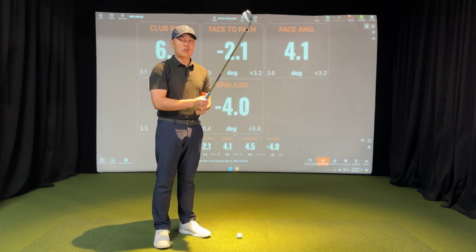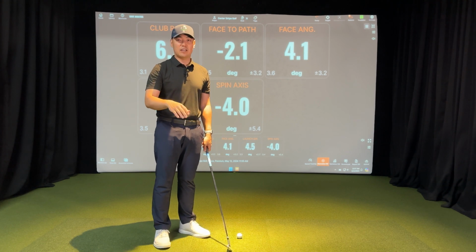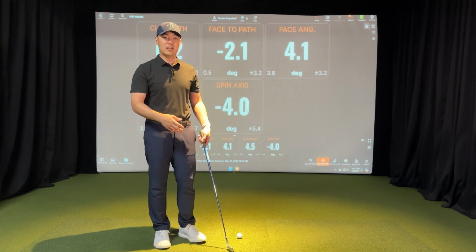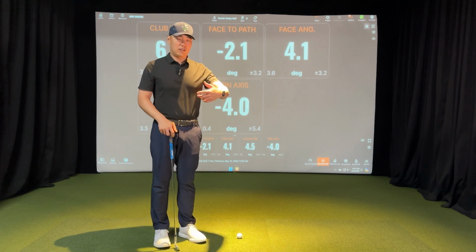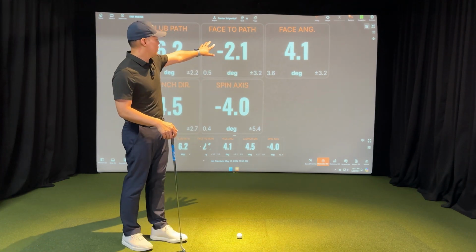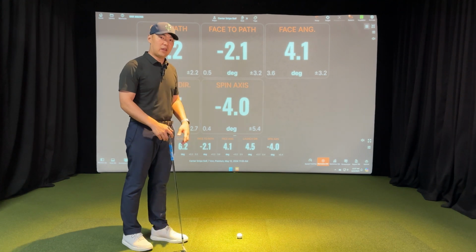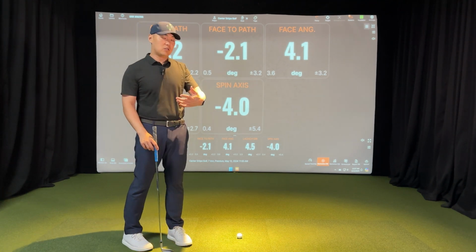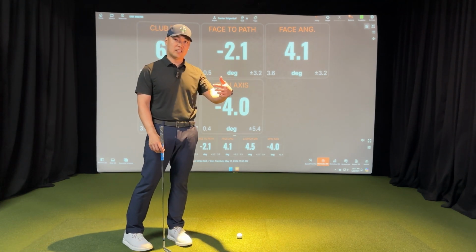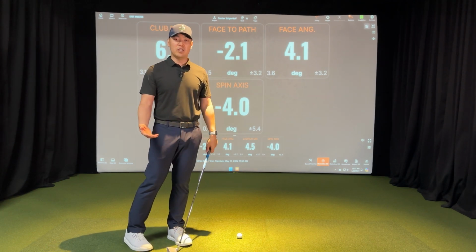So when you go out there to practice, try to find a launch monitor, try to find a facility where you have access to something like this. They're relatively accessible now. Really pay attention to the numbers, your face angle, your club path, your face to path, and see what it does to your launch angle and your spin axis. That way you understand as you're playing golf why you're missing certain shots.